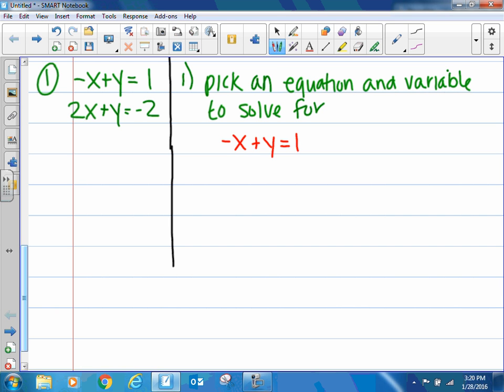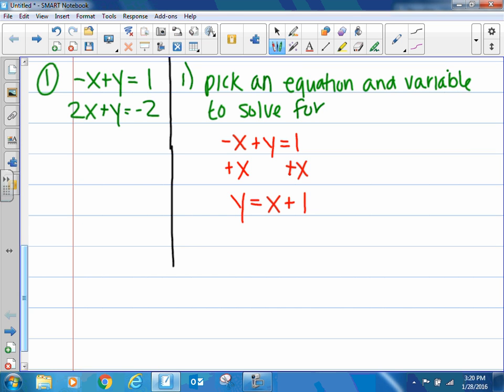So it says pick an equation. I did that, and now I have to solve for one of the variables. So I'm going to solve for y. To solve for y, I'm going to add x to both sides. Now I have y equals x plus 1.